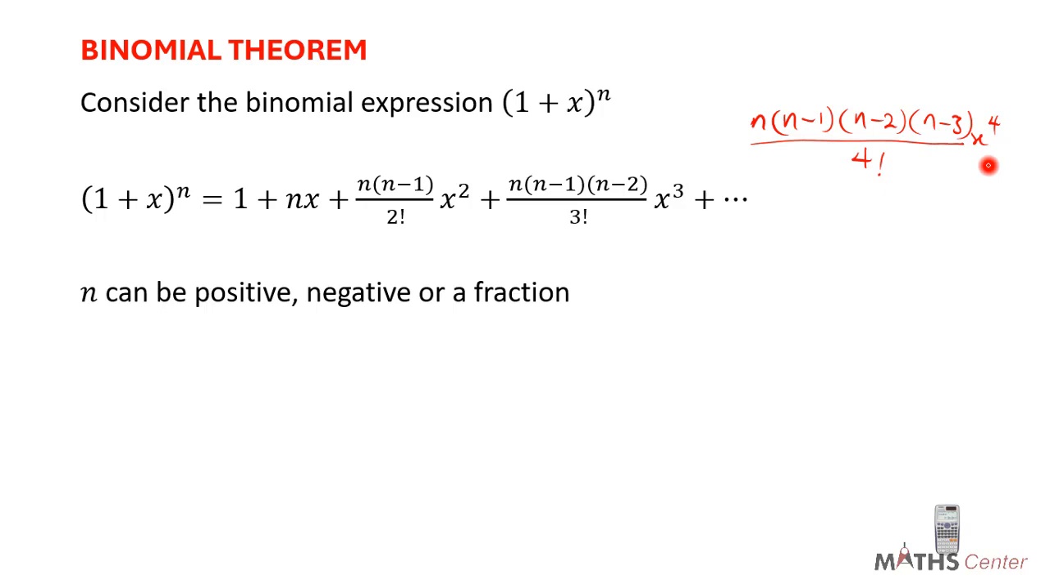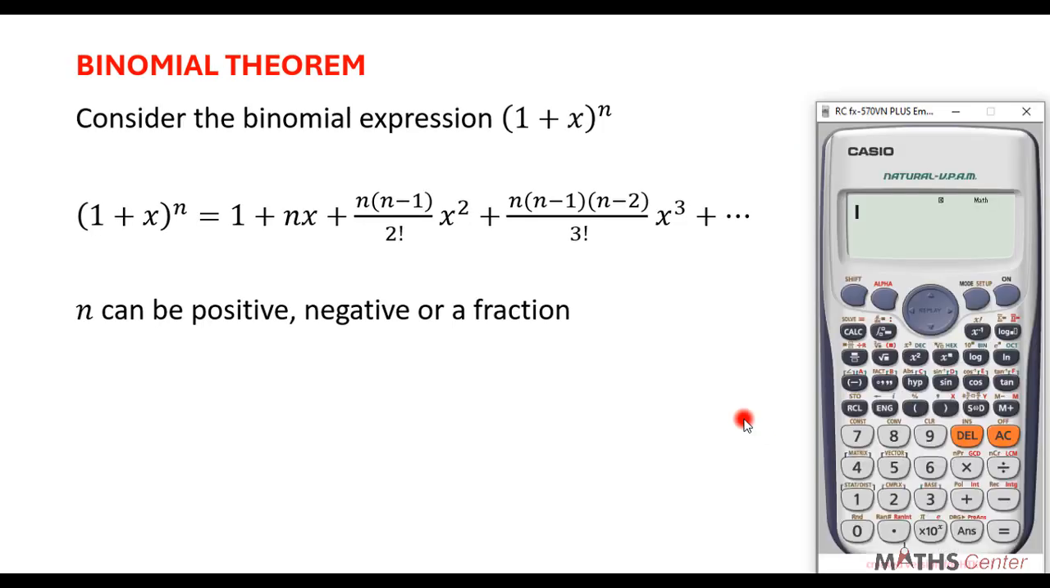You can use this formula to expand a binomial expression of this nature when n is either positive, when n is negative, or when n is a fraction. Here we have 2 factorial, 3 factorial, 4 factorial, and so on and so forth. You can find the value of any given factorial on your calculator. Let's learn how to do that. I have my calculator here.